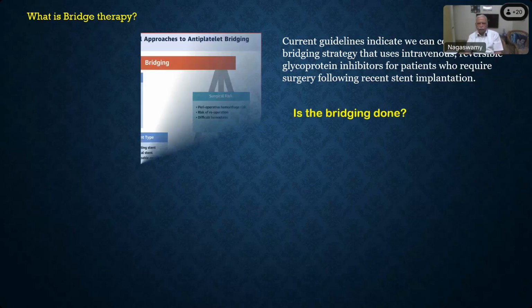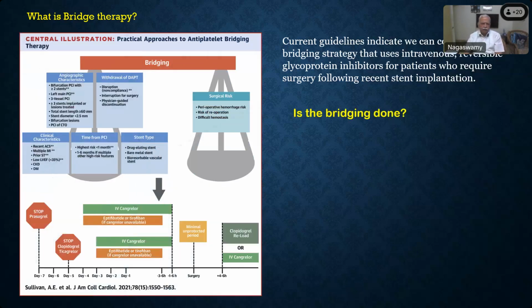So bridging is done. This is the guideline given in 2021. So for bridging therapy, you have to consider withdrawal of dual antiplatelet and surgical risk. So you have to balance between these two: surgical risk of bleeding and stent thrombosis. These two things have to be taken into consideration.